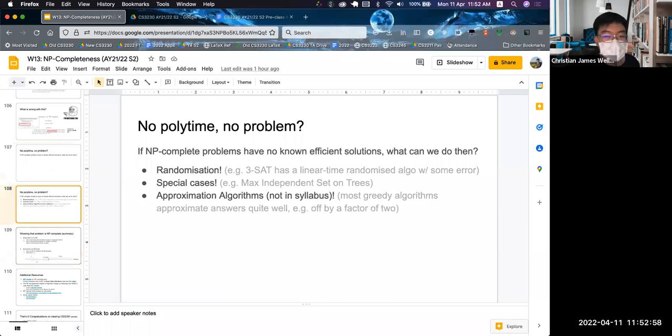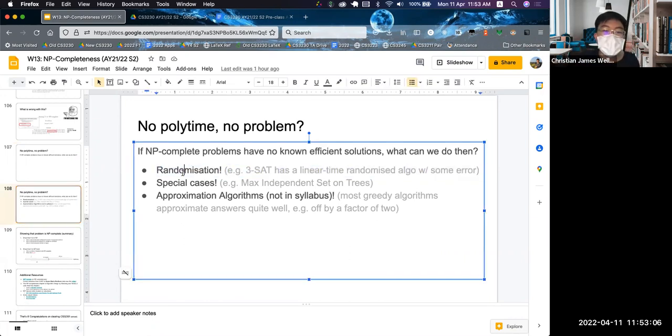Actually, I'll just mention it now because, you know, NP-complete problems, we don't have an efficient solution for them, right? So what can we do? Fortunately for us, there are different things we can do. Randomization, for example, allows us to have better algorithms with some error perhaps, or maybe we leverage special cases. One of the assignment questions is to do, I think, a greedy algorithm for max independent set on trees.